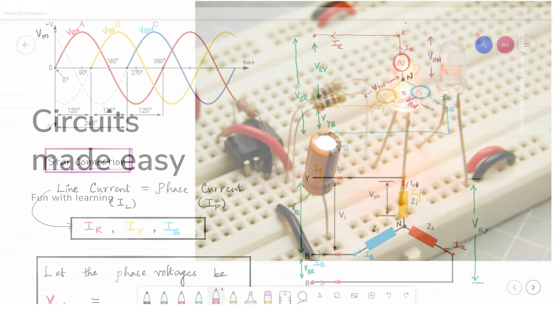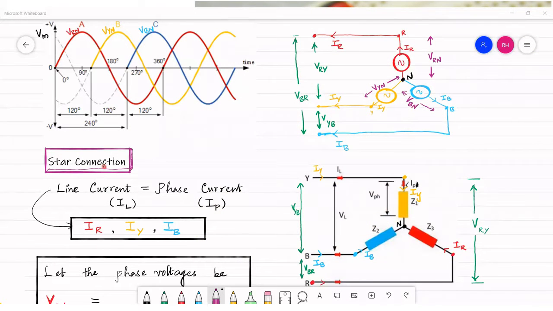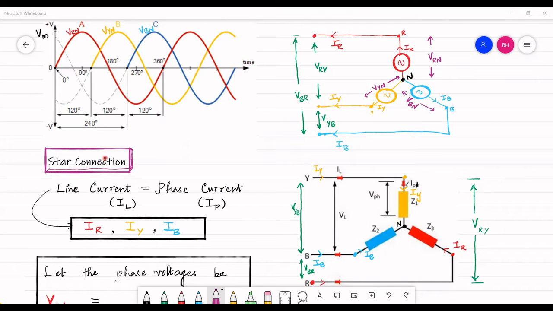Hello everyone, in this session let me explain a star connected system and the mathematical analysis along with the phasor diagram. Before we get into the star connected system, let us understand what a three-phase balanced system is. When we consider a generator, we have three phases, and if all three phases generate a voltage of equal magnitude and displaced from one another by an angle of 120 degrees, then it is said to be a balanced source.